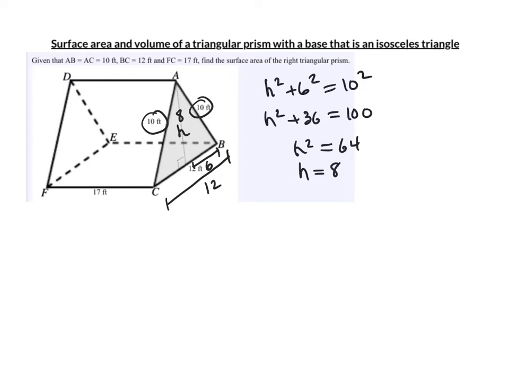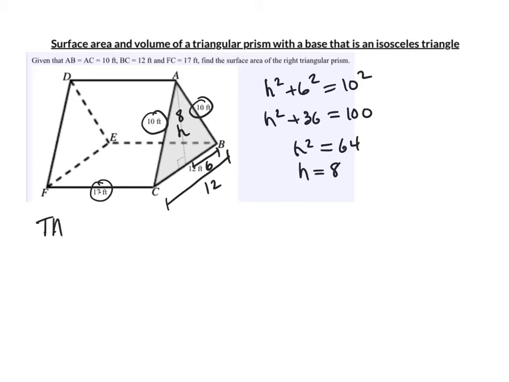Notice that the rectangles, those are the lateral sides. The rectangles aren't all equal. There are two of them that are 10 by 17, and the bottom one is 12 by 17. And again, there are formulas for those things, but you really don't need any new formulas. So let's just get it done.